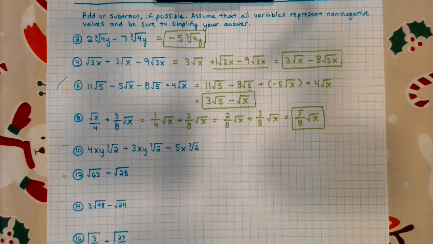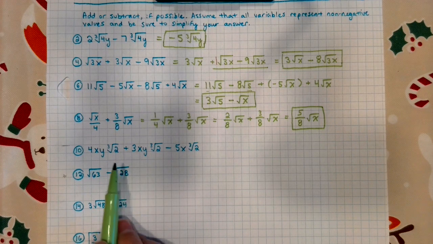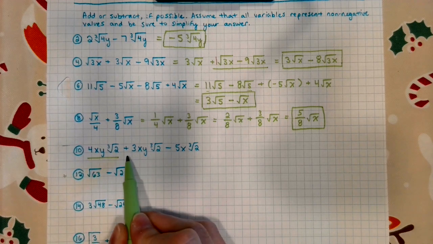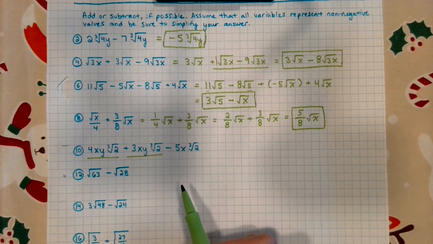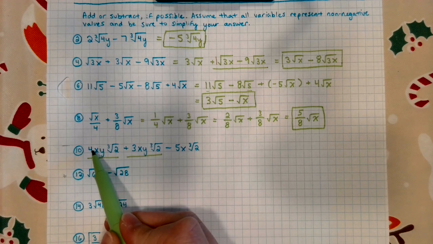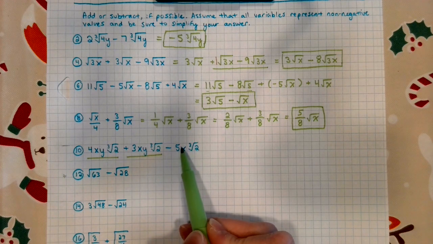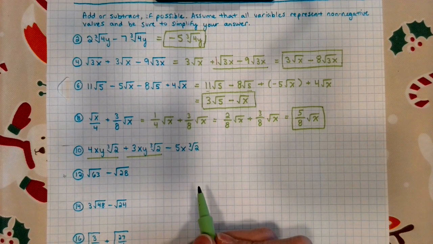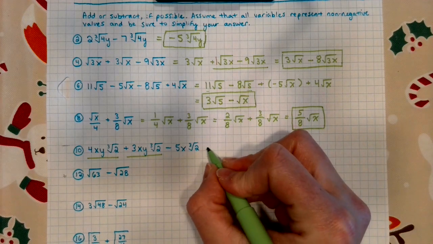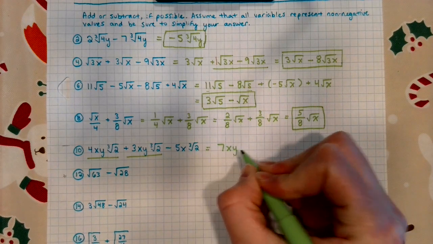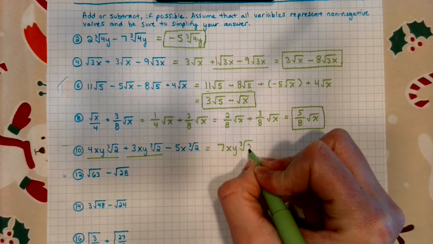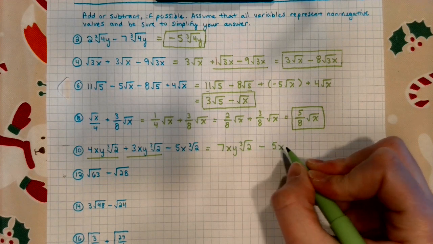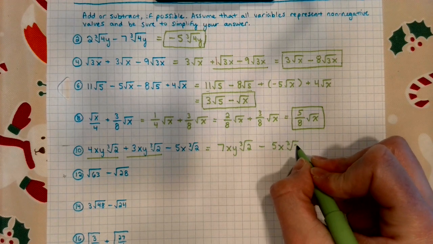For number 10, as we're looking through this, even though they all have the cube root of 2, there's actually only 2 of these terms that we'll be able to combine, because now we have to make sure we're paying attention to all the different variables that are going on outside of the radical. So the 4xy and the 3xy are going to be combined to make 7xy, and then we'll have the cube root of 2, and then minus 5x, and then the cube root of 2.